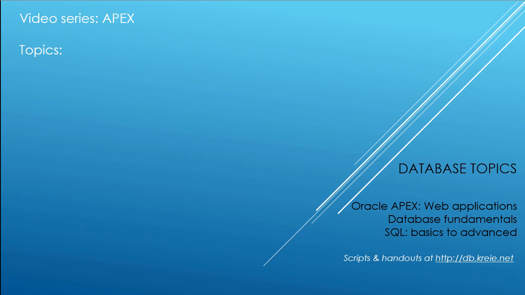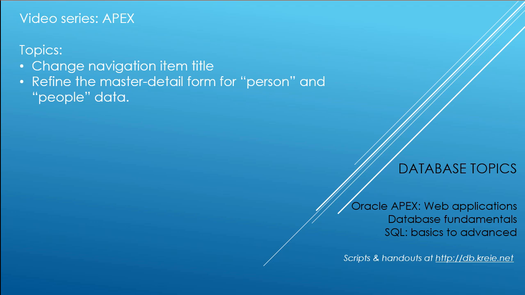handouts. In this video, I'm going to continue to work with the master detail form that we've used in the last 2 videos. The master is person data and the detail is employee data. To start with, I'm just going to do a little cosmetic thing here. I'm going to change the navigation item title because I have 2 navigation items named the same and I want to be able to distinguish those.